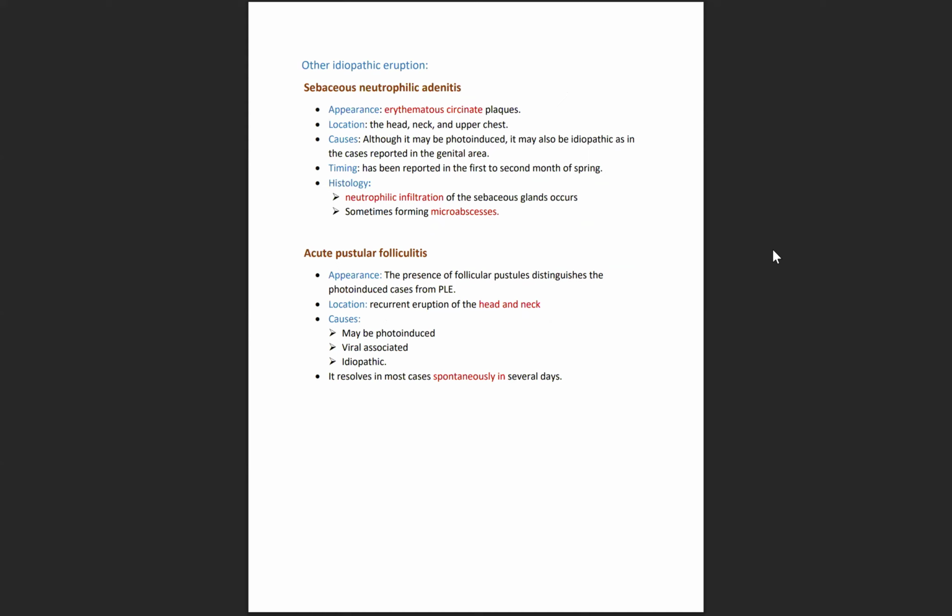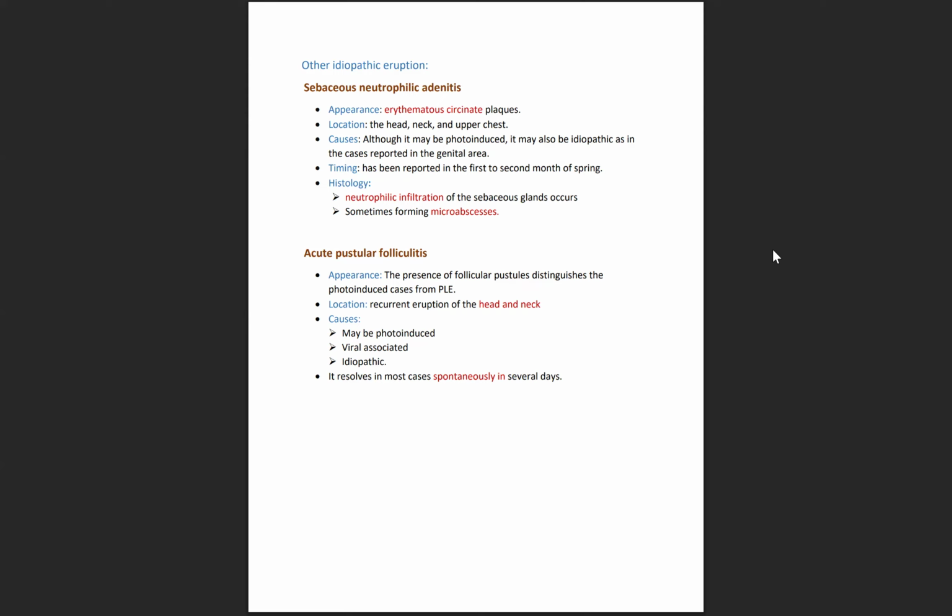Other idiopathic eruption, for example, sebaceous neutrophilic adenitis, appears as erythematous, thyrsinate plaques, usually on the head, neck, and upper chest, which are sun exposed areas. Although it may be photo-induced, it may also be idiopathic, as in the cases reported in the genital area. It can be in the genital area, so this cannot be photo-induced. Timing has been reported in the first to second month of spring. In histology, neutrophilic infiltration of sebaceous gland occurs.